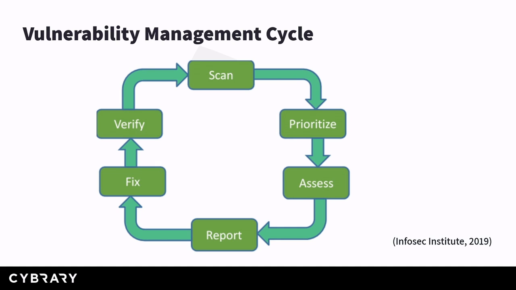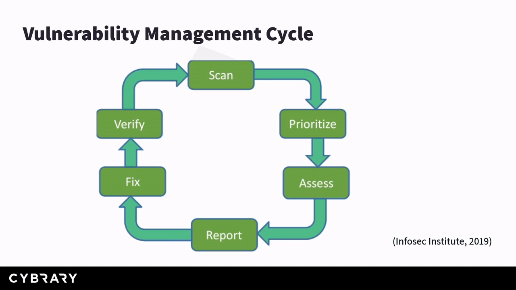The next step is to prioritize. The amount of vulnerabilities found in an organization's system will be really high when doing this for the first time. So, one of the most important steps is to prioritize according to the criticality of the systems and the risk of each vulnerability found. So, we can decide which ones must be mitigated first.